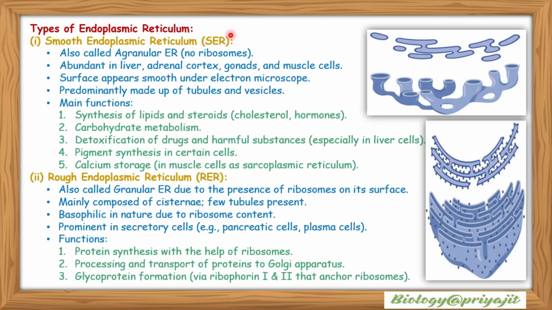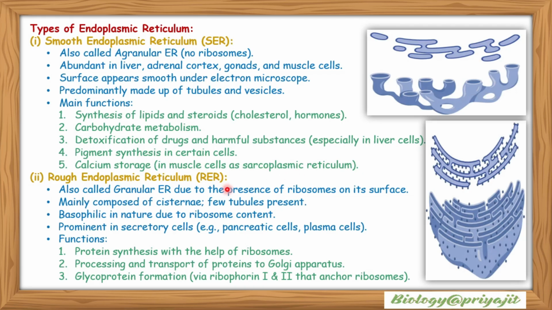Smooth endoplasmic reticulum is also called agranular ER, where no ribosomes are found. They are abundant in liver, adrenal cortex, gonads, and muscle cells. Their surface appears smooth under the electron microscope, and they are predominantly made up of tubules and vesicles. Their main functions include synthesis of lipids and steroids like cholesterol and hormones, carbohydrate metabolism, detoxification of drugs and harmful substances, especially in liver cells, pigment synthesis in certain cells, and calcium storage in muscle cells as sarcoplasmic reticulum.